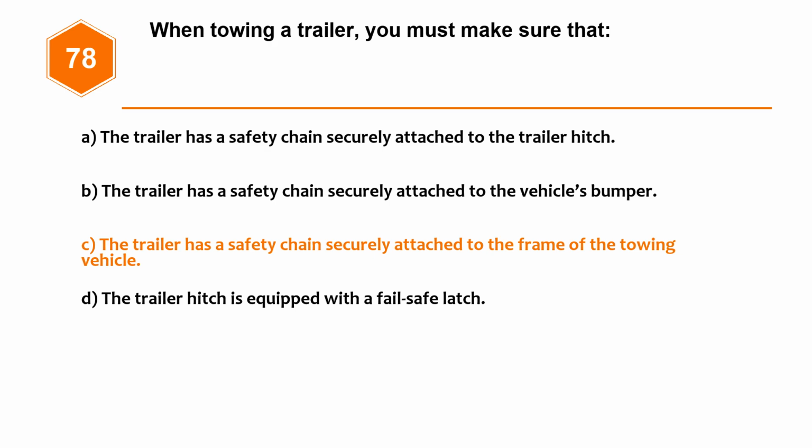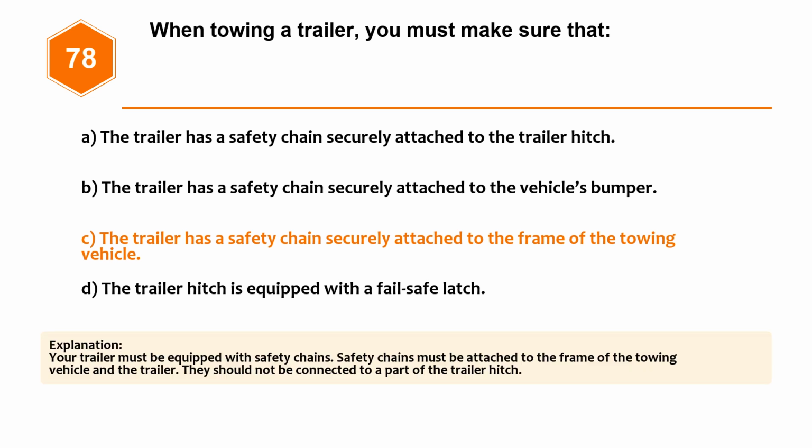The correct answer is option C. The trailer has a safety chain securely attached to the frame of the towing vehicle. Explanation. Your trailer must be equipped with safety chains. Safety chains must be attached to the frame of the towing vehicle and the trailer. They should not be connected to a part of the trailer hitch.